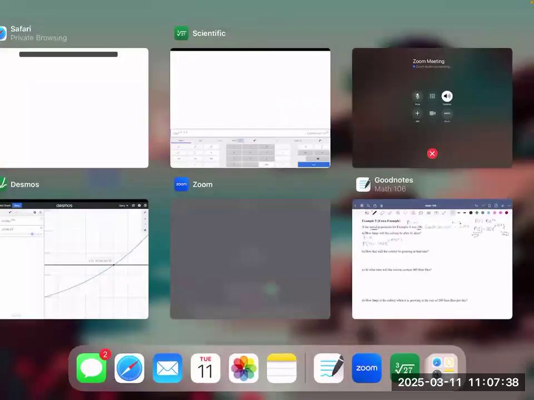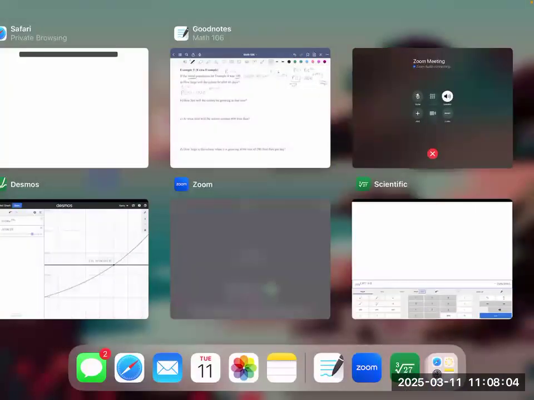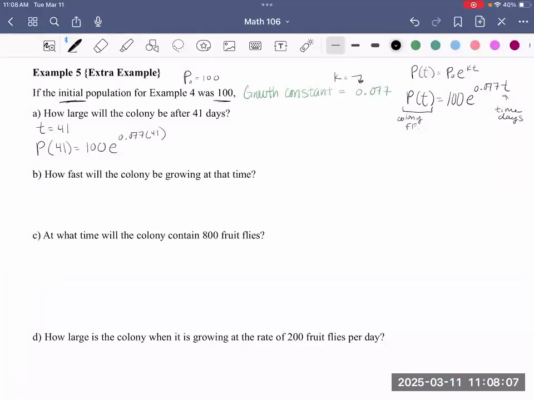We can go ahead and work that right in. Let me clear that. So 100 e to the 0.077. Actually, I'm going to put that in parentheses. So you'll see we have 2349.9. So let's round that up to 2350. 2350 fruit flies after that 41-day period.